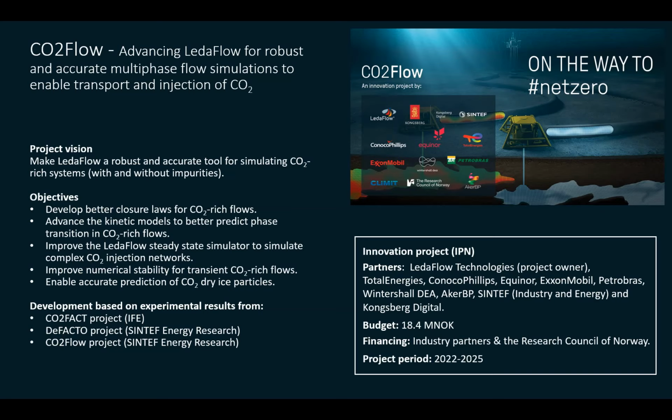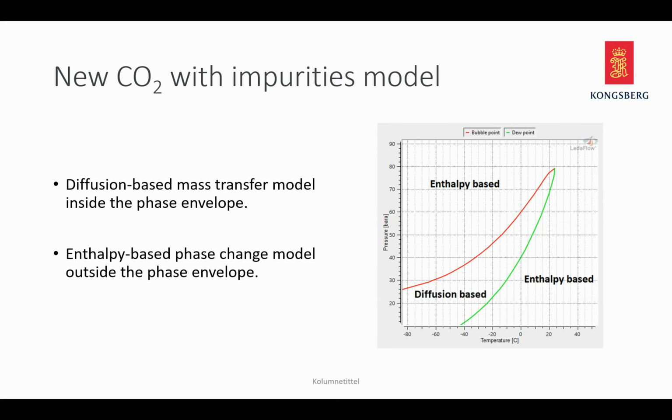LedaFlow 2.11 now offers a new model for CO2 with impurities. This new model can be viewed as an improved version of the existing composition tracking model in LedaFlow in the two-phase region. So that means inside the phase envelope. While the enthalpy-based phase change model that was developed earlier in the CO2 flow project and released in LedaFlow 2.10 is used outside the phase envelope in the single phase region. That's what I've tried to illustrate here on that drawing.